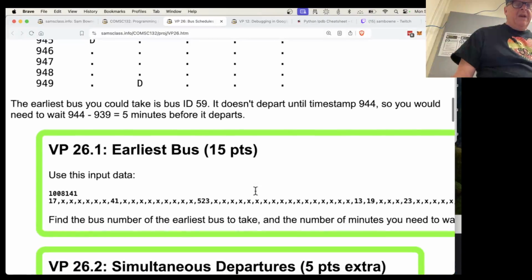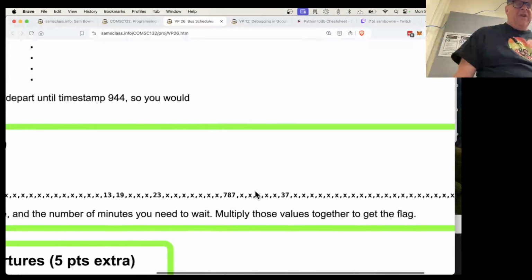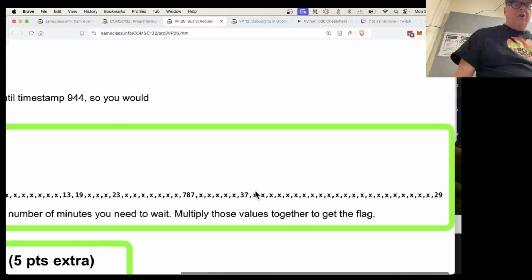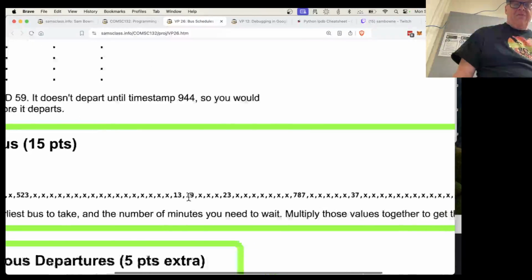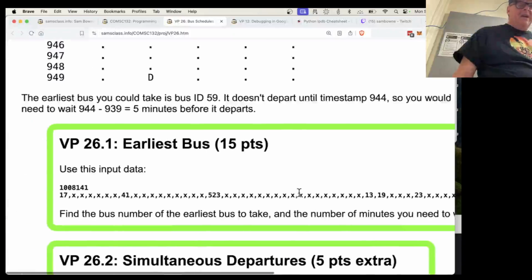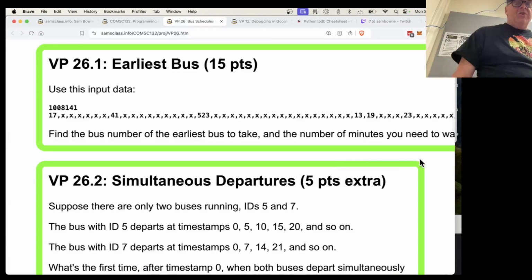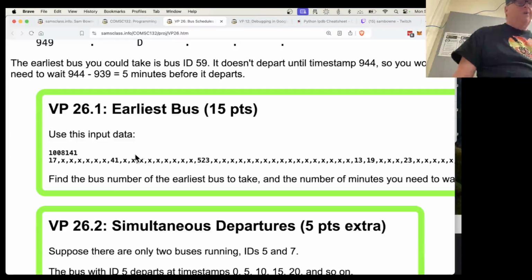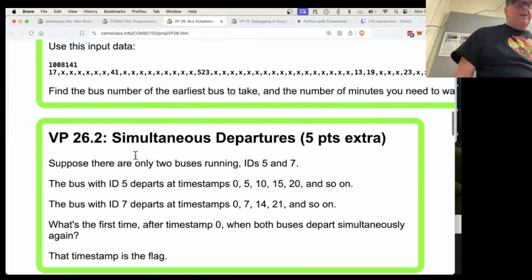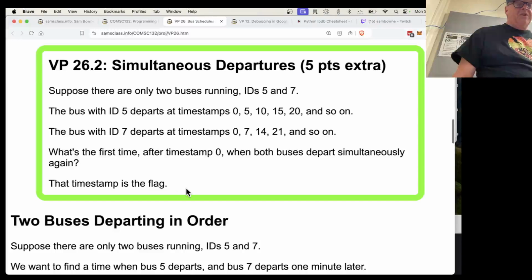So you've got some input data here, but a lot of these X's. But again, notice all the numbers are prime. And a couple of them are really big, 523 and 787. And you want to find the bus number, the earliest bus to take, and the number of minutes you'll need to wait. Now, the thing which I found very interesting is simultaneous departures.